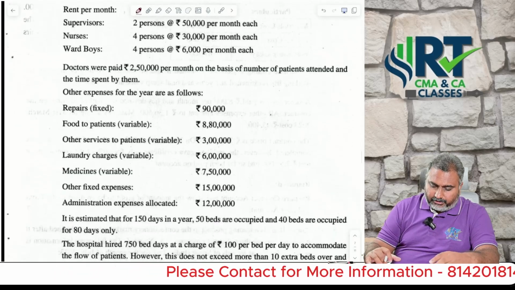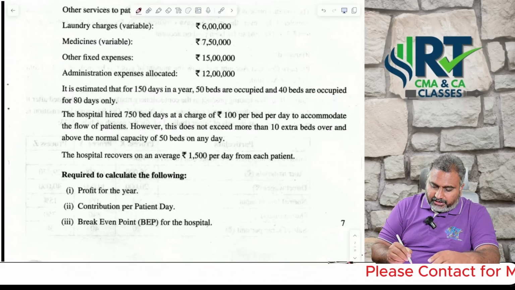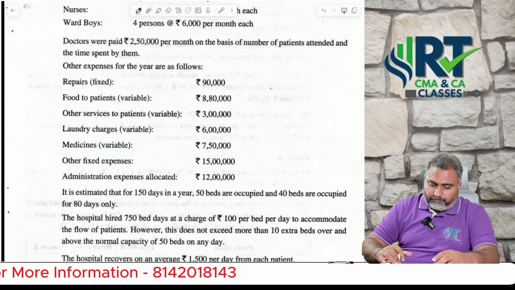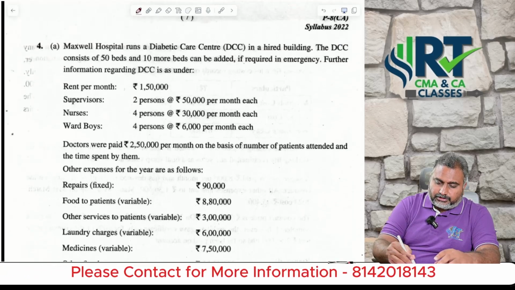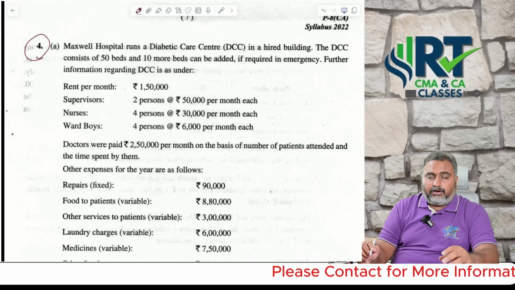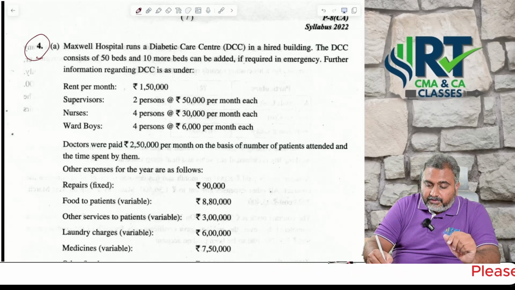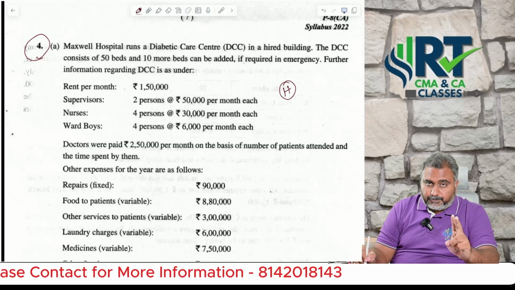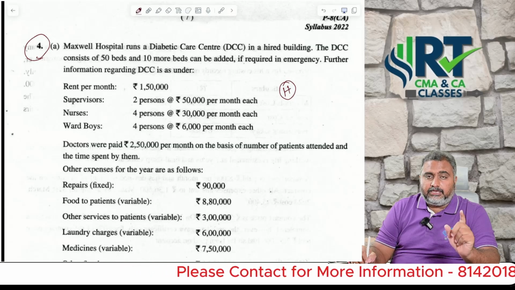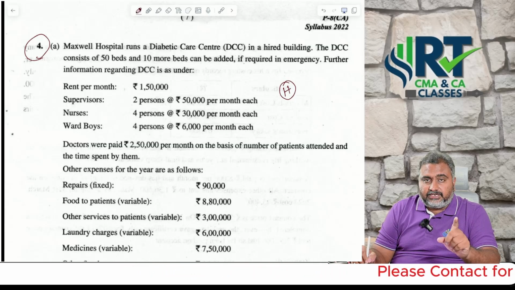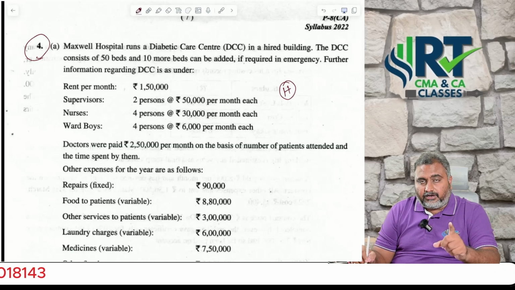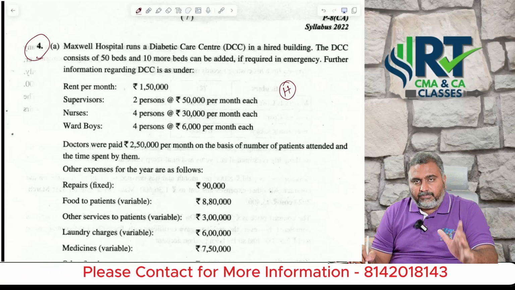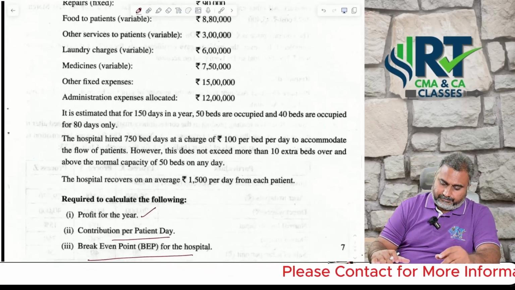Next, sir, from the 4th A question point of view, if you check what they are asking: profit for the year, contribution per patient day, break-even point of the hospital. Sir, we have the same model question in our material regarding operating costing for hospitals. That's why I said hotel and hospital should get major priority, then next you need to concentrate on transportation with weights like tons. Second priority is given to passenger kilometers itself.